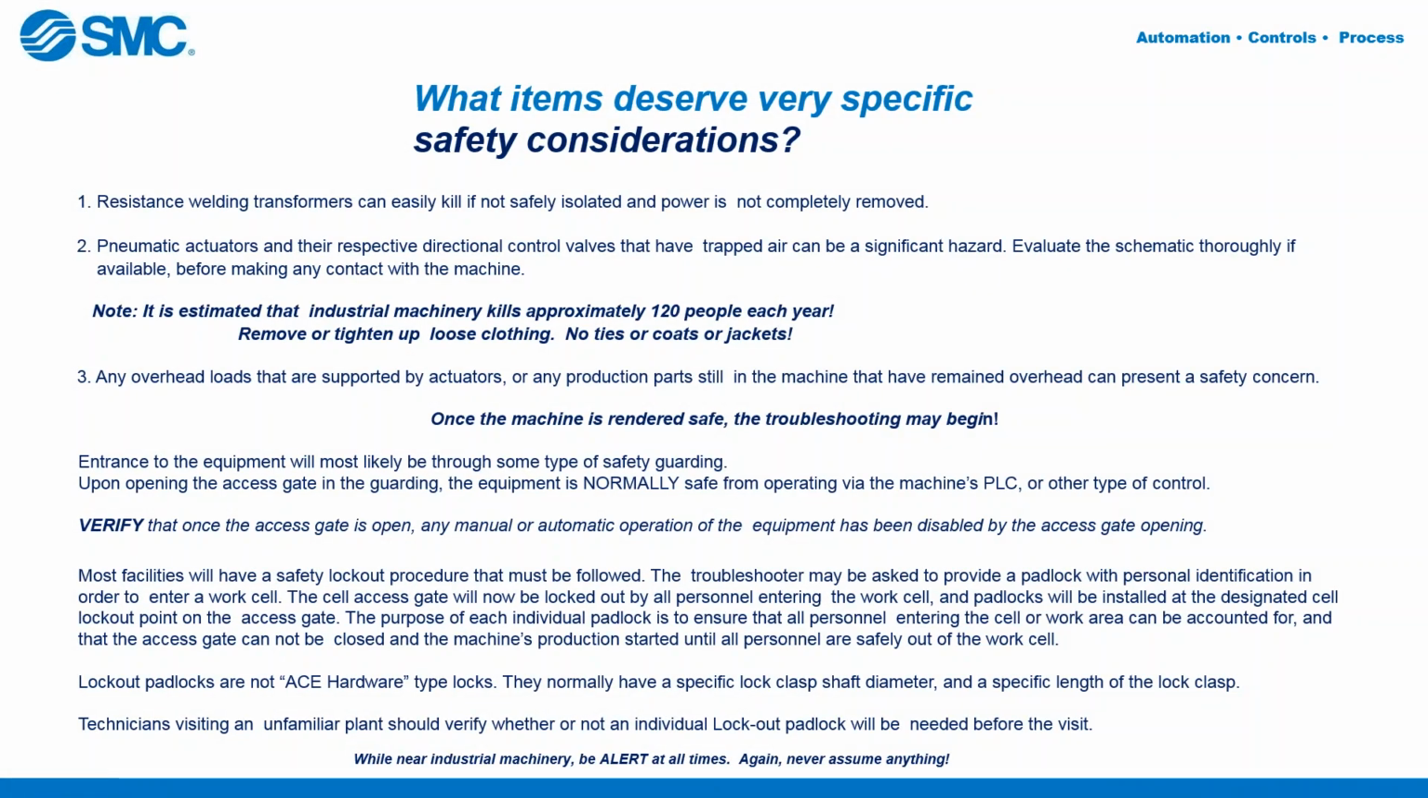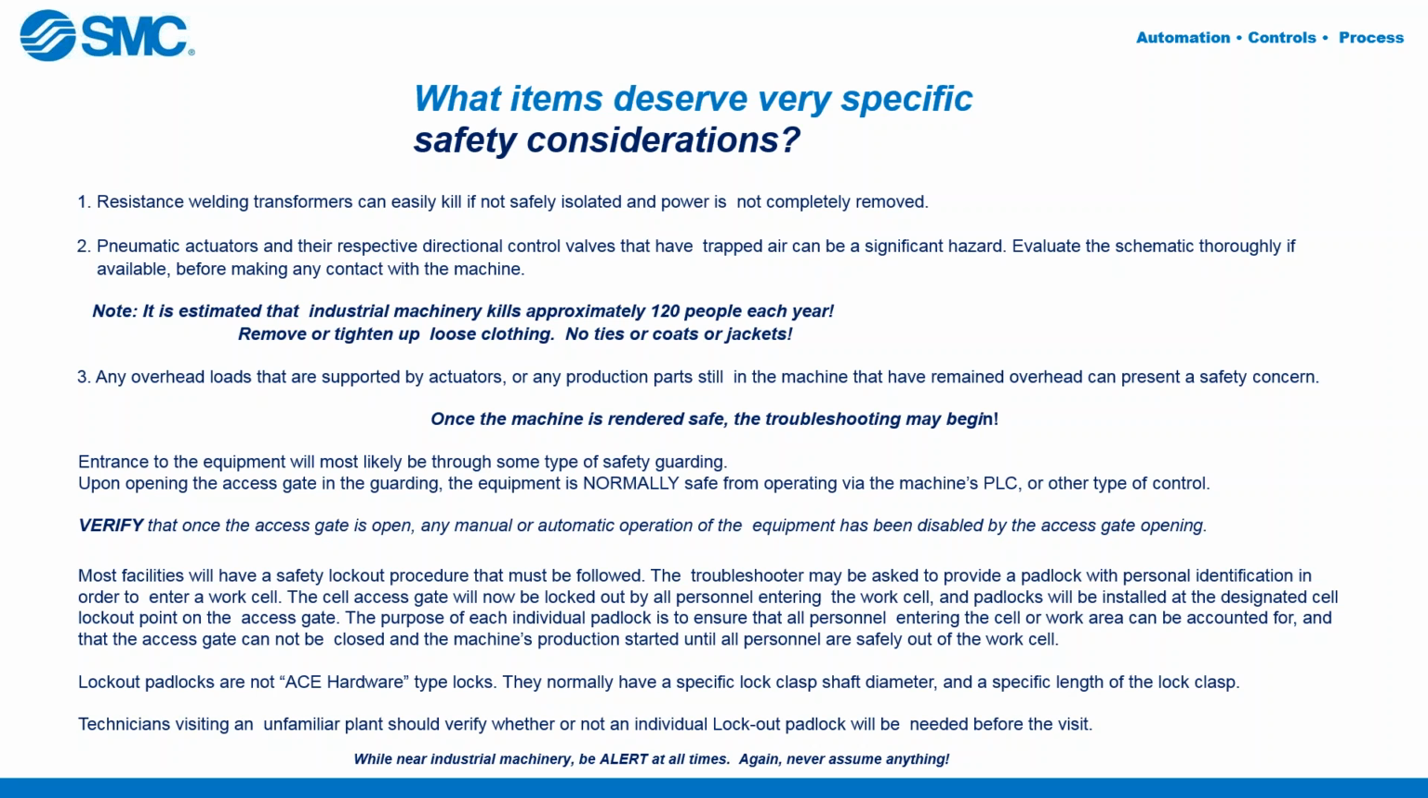I mentioned resistance welding transformers. That's certainly a concern, and there may be other things that we should be specifically on the lookout for. I've mentioned some of them, but just to review here, pneumatic actuators and directional control valves can have trapped air. Ideally, you'll have a schematic, and you can take a look at that schematic and see where the trapped pressure will be and take steps to eliminate that before making other additional contact with the machine.